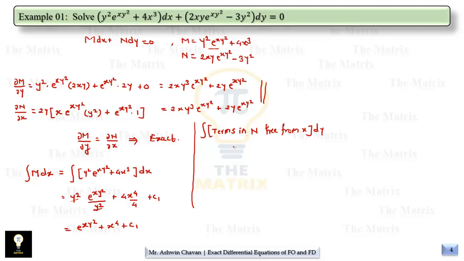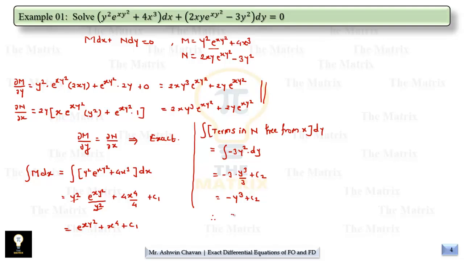So only pure y terms are to be taken from N. The first term contains x, so we will not take it. Only minus 3y square is the term which contains no x, so this will be integrated with respect to y. This gives us y cube upon 3 plus c2. The 3 cancels, so finally we get minus y cube plus c2.